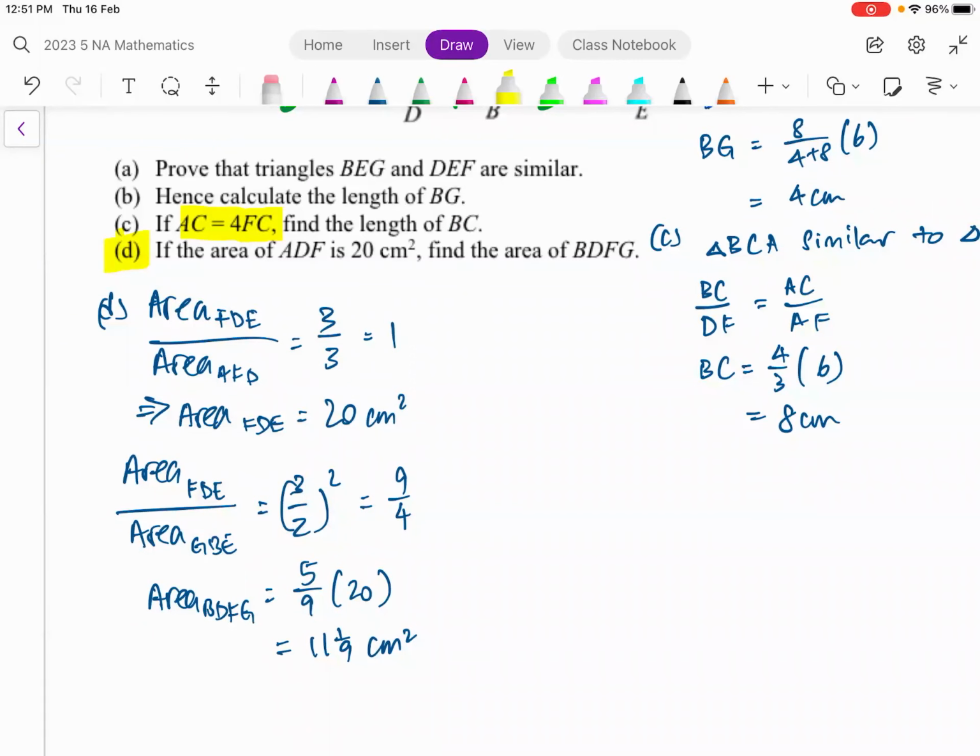For C, this 4D, anybody still copying? Let your friends finish copying first. Anybody finish this 4D? Otherwise, I move on.